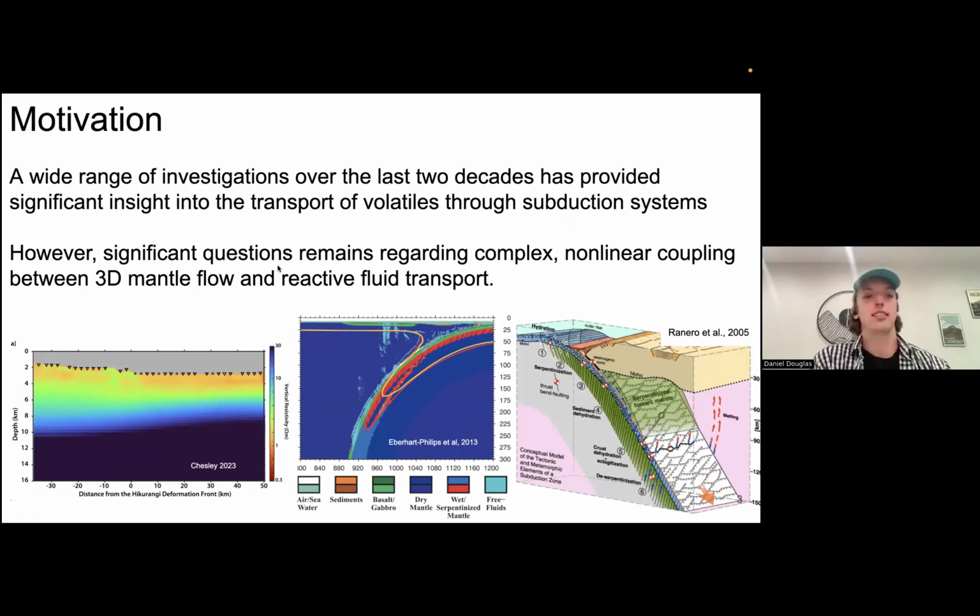So a little bit of motivation is that there's been a lot of really great studies over the last few decades providing a significant amount of insight into volatile transport at subduction zones and the impact of volatiles at subduction zones, but there's still significant questions remaining regarding how all these things work in 3-dimensional numerical models. I'm showing some figures from various studies on the bottom here. The left is using EM to estimate input of volatiles into a subduction zone. This middle one is a 2D subduction study with volatile pathways being shown. And then this one on the right was a seismic investigation into volatile transport.